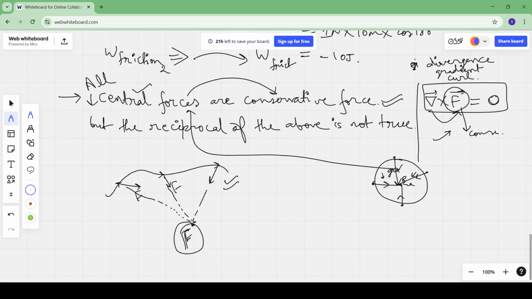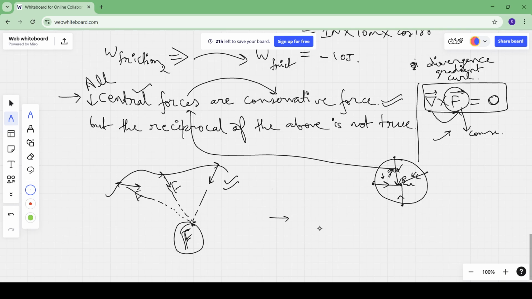What does it mean? I'm not going to go into the details, but I'm only going to give you the intuitive explanation, because this class is only for you to understand what is a conservative force and a non-conservative force. I'm just going to explain why we need curl and why the curl of a conservative force comes out to be zero.